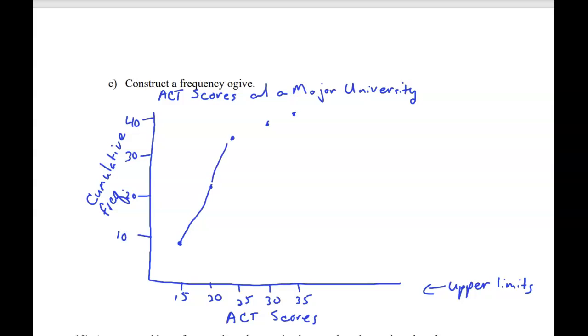Now, with an ogive, what you have to remember is it can never decrease. It's constantly increasing. And it always ends at your N value. Okay? So practice and get to know the different types of graphs, and let me know if you have any questions.